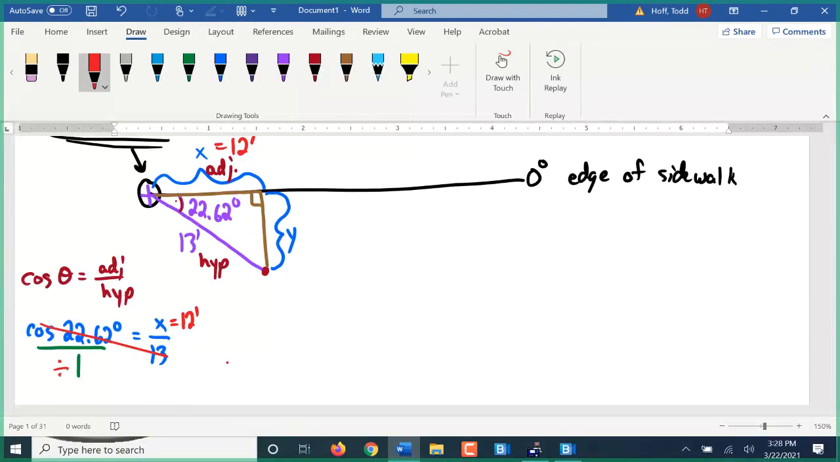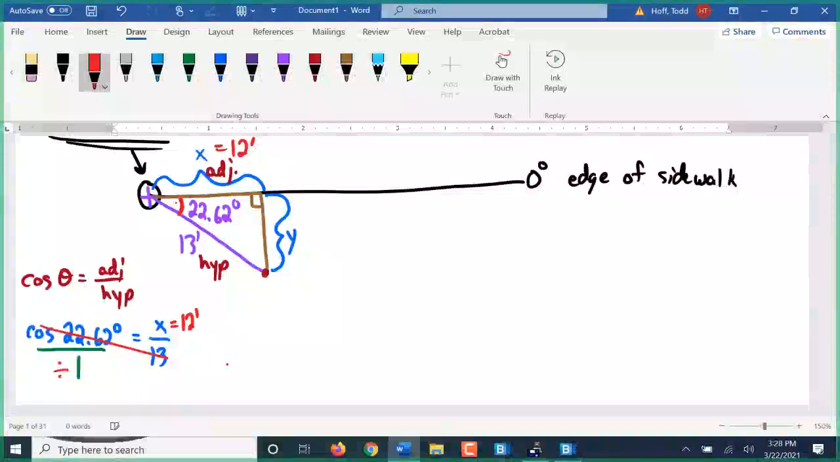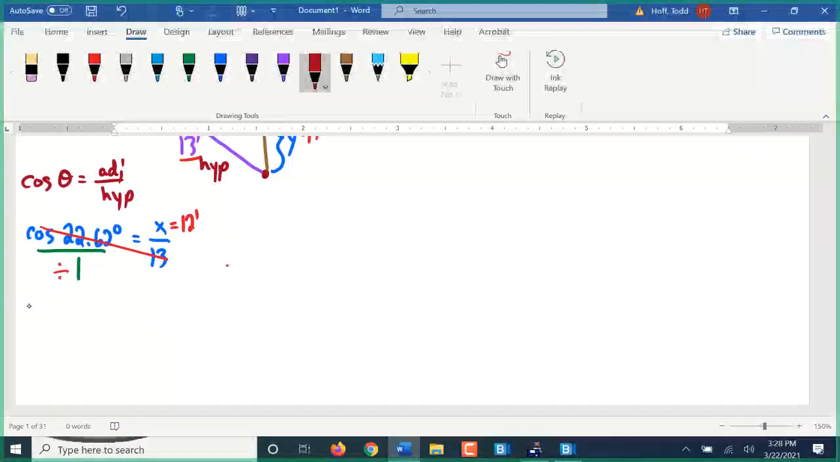For Y, I want to find side Y. Y is what side according to this angle? Opposite side. And I'm going to go back to my 13 for my hypotenuse. What trig function is opposite hypotenuse? Sine. So the sine of the angle is the opposite side over the hypotenuse.